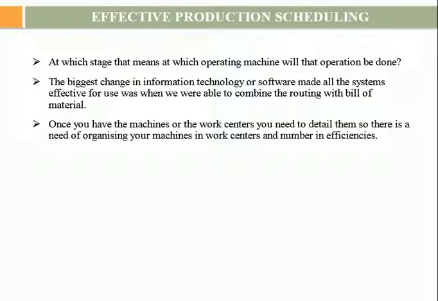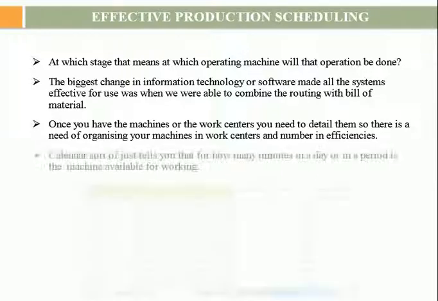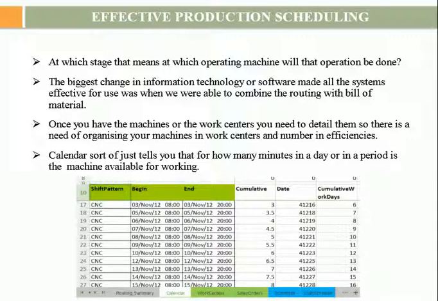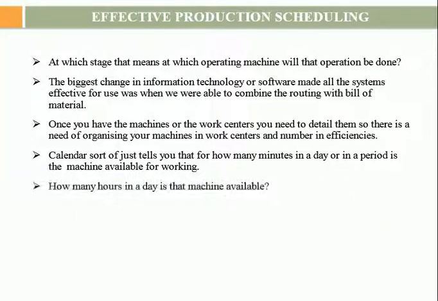Now, once you have the machines or the work centers, you need to detail them. So there is a need of you organizing your machines in work centers and the numbers and the efficiencies. Another part that needs to be put into place if you want still better accuracy is the calendar. Calendar just tells you for how many minutes in a day or in a period the machine is available for working. Breakdowns not included, but by your contract, is it off on Sundays or Saturdays? Will it work 24 hours or will it have lunch breaks? All these things are put in the calendar, and when the calendar gets attached to a machine, it tells you for how many hours in a day that machine is available. So now, by using these 3 to 4 elements, we go about doing production scheduling.